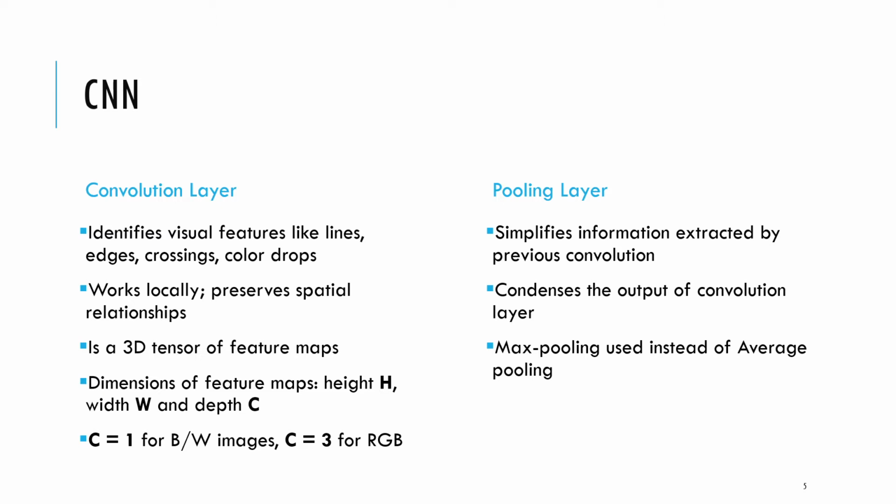And then there is the next layer, which is the pooling layer. In the convolution layer, a large amount of information is gathered by use of filters, but the pooling layer is responsible for condensing the output of the convolution layer to a smaller set of information. Max pooling is the usual type of pooling that is used in CNN. There is also average pooling available, but it's not that popular.